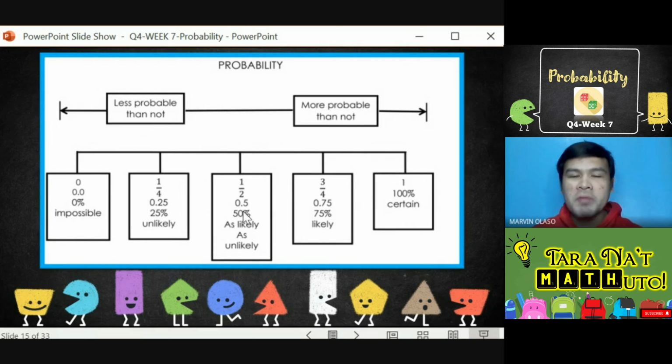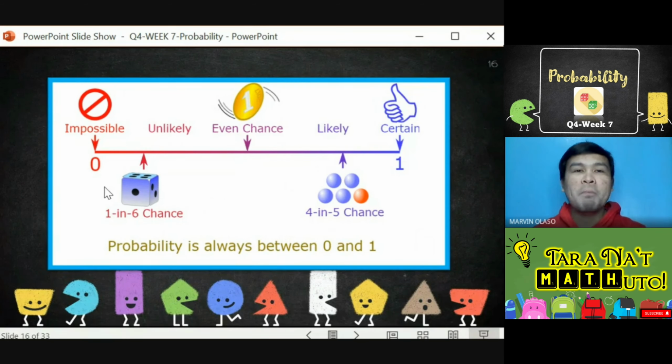For example, mamaya bibigyan ko ng example. And we have also the 3/4 or 75/100 or 75%. These are likely to happen. Ibig sabihin, there is a big chance to possible to happen. Okay. So, ayun po ang ating different probabilities. Now, para mas lalo nating maintindihan, ito, kapag 0% to happen, that's impossible.